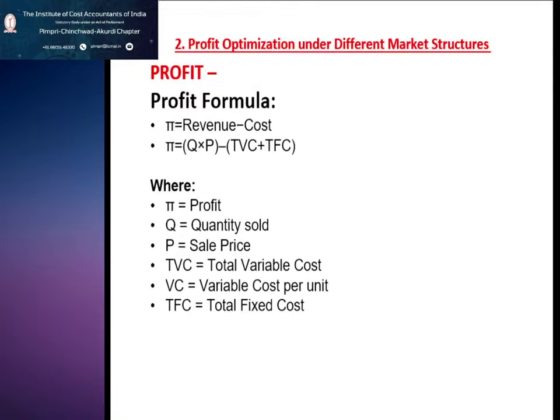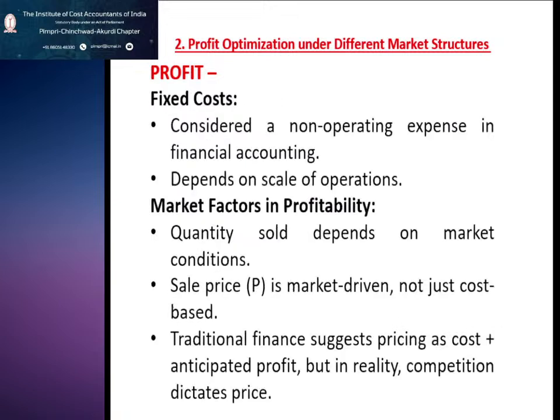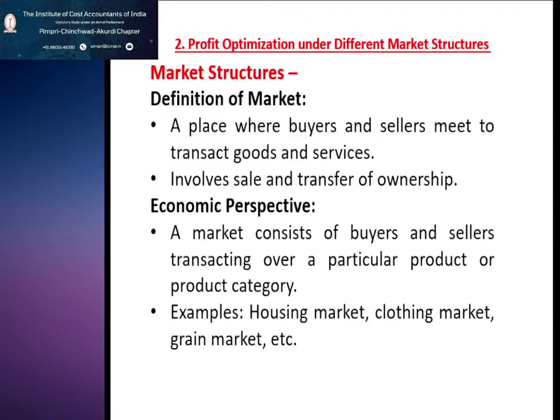Then thereafter we went through the profit formula where pi, that is profit, is equal to revenue minus cost, and revenue is equal to quantity into the sale price, and cost is the total variable cost plus total fixed cost. We saw the various fixed cost components and the market factors in profitability. Thereafter we started with the different market structures, and before that we defined the market, meaning a place where buyers and sellers meet to transact goods and services.